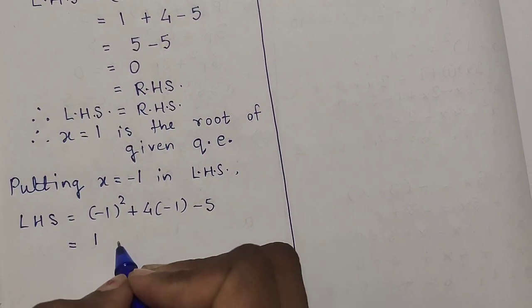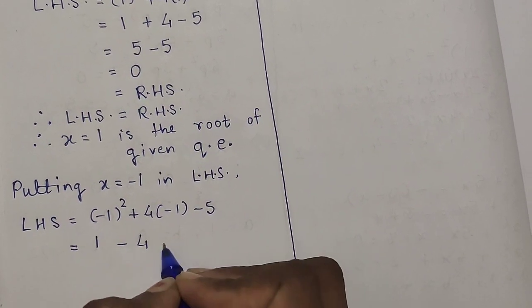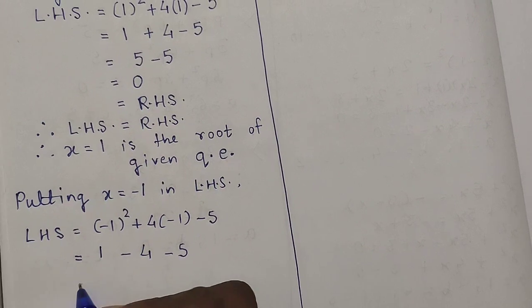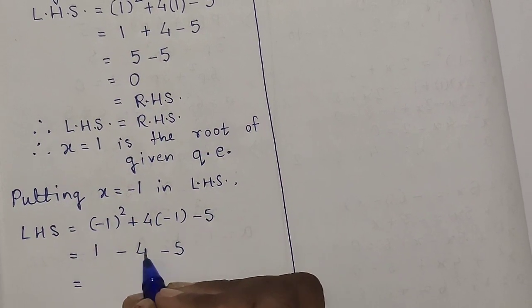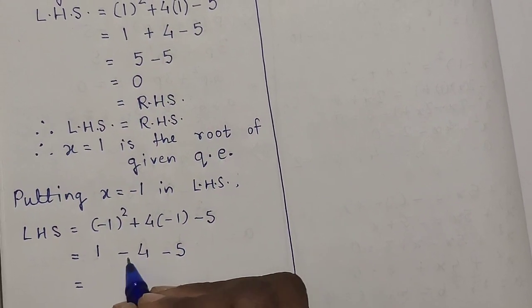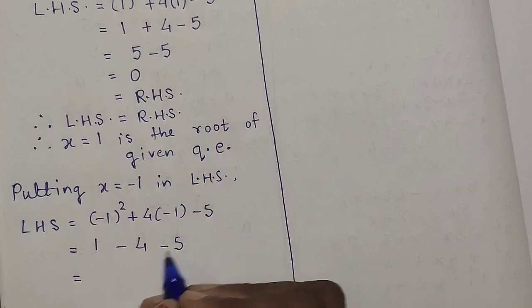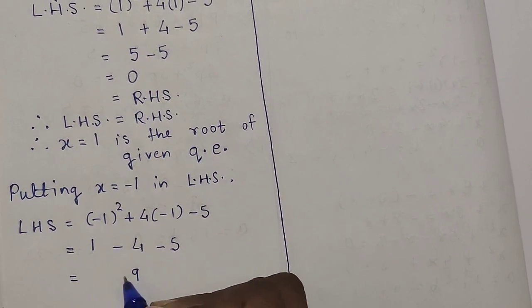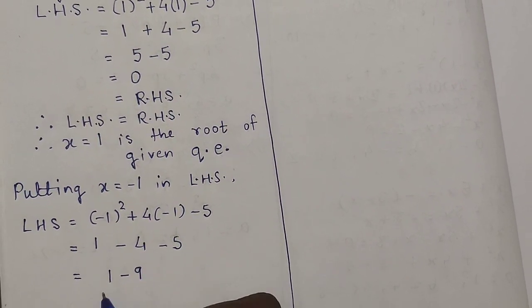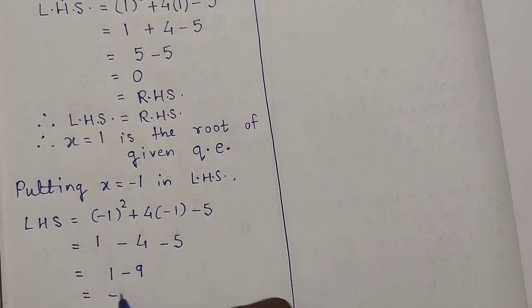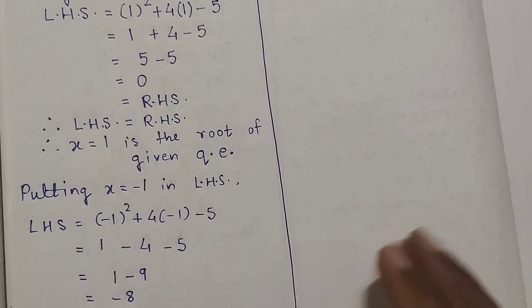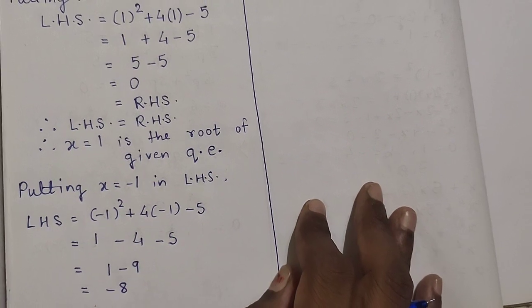So 4 minus 1, it becomes -4 minus 5. Now students, see here, this is -4, this is -5. So you can add these two numbers, 4 plus 5 is 9, and the minus sign is there. So 1 minus 9. What is 1 minus 9? Minus 8. Okay, because the bigger number is negative.